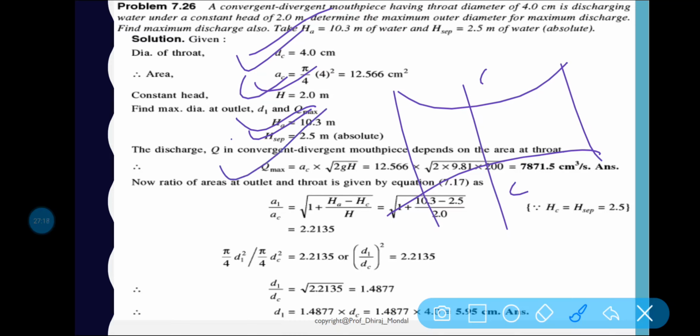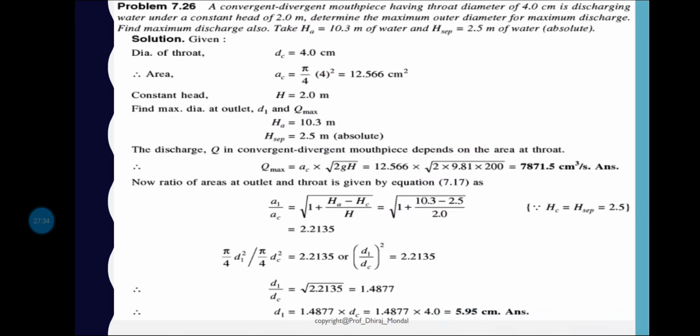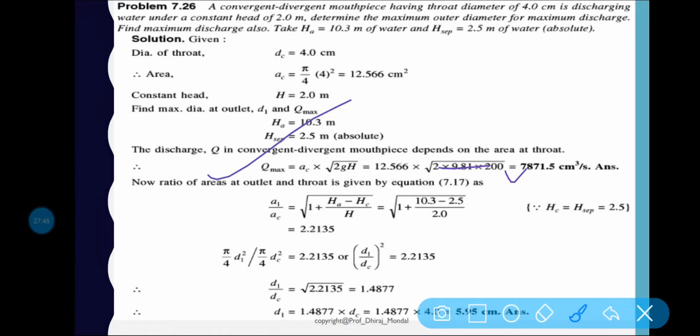You know that maximum discharge is equal to area of the vena contracta into root over 2gh. So area at the vena contracta is given, already I have got, and root over 2gh, H is given, 200 centimeter or 2 meter. So in terms of centimeter cube per second you will be getting the answer, as I have taken all the values in centimeter. So 78715 centimeter cube per second. This is the Q max, maximum discharge.